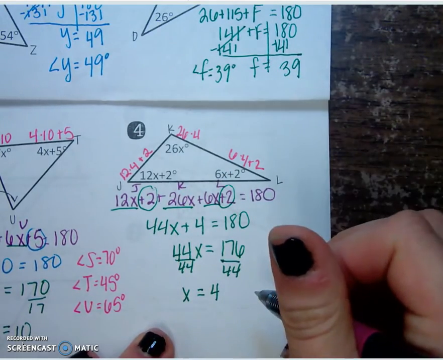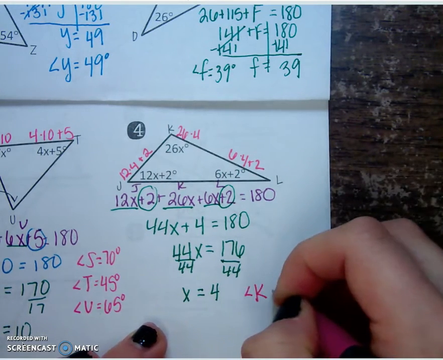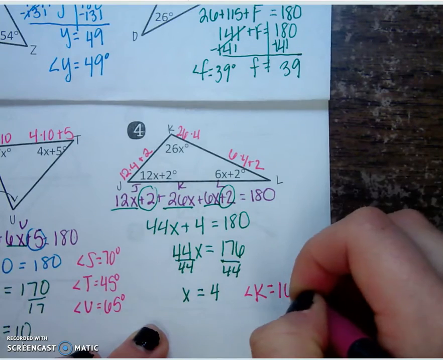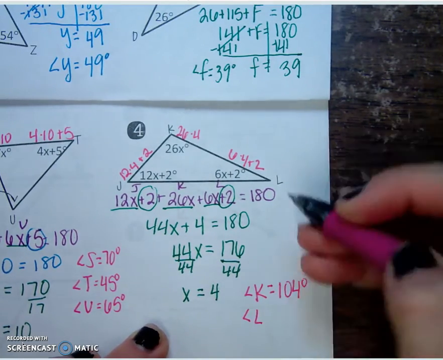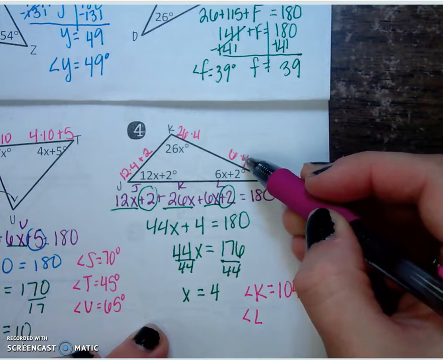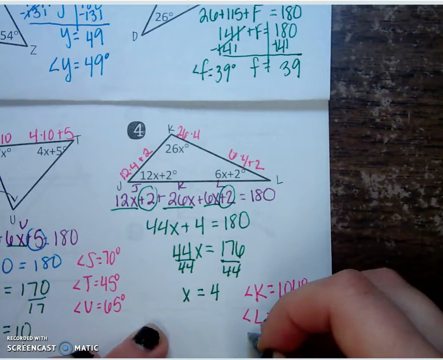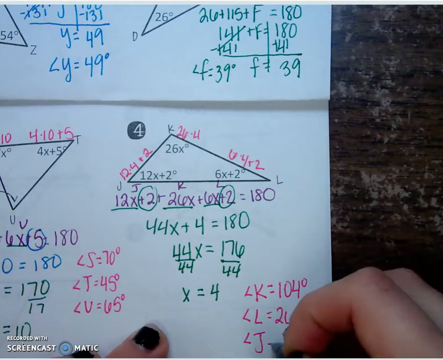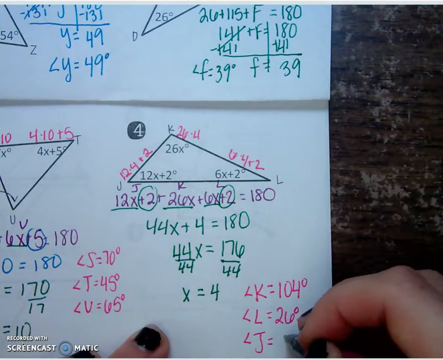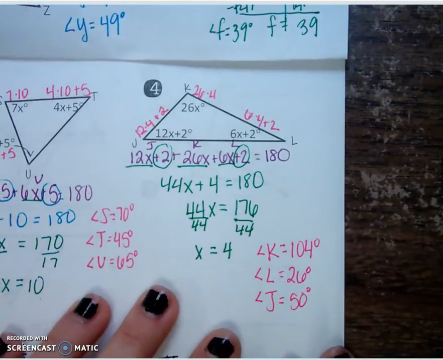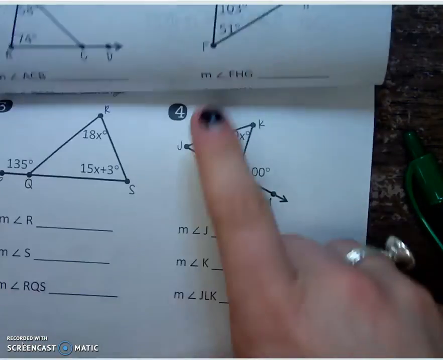So angle K, 26 times 4 is 104 degrees. Angle L, 6 times 4 is 24 plus 2 is 26. And angle J is 12 times 4 is 48 plus 2 is 50. Okay. All right, moving on.